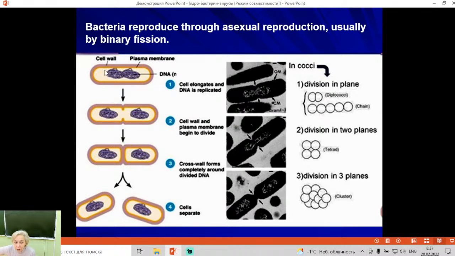What occurs? The double-stranded circular DNA of the bacterium is replicated. So firstly, the cell elongates and DNA is replicated, and you see two sets of DNA. After that, the cell wall and plasma membrane begin to divide. A cross-wall forms completely around the divided DNA. And the cells separate, and you can see two new bacteria. This is asexual reproduction.